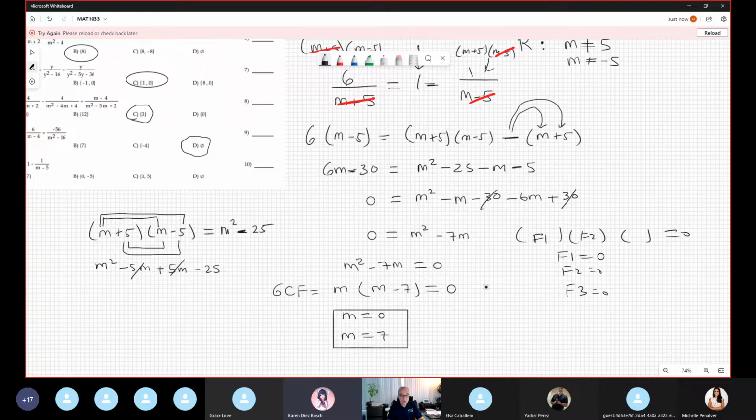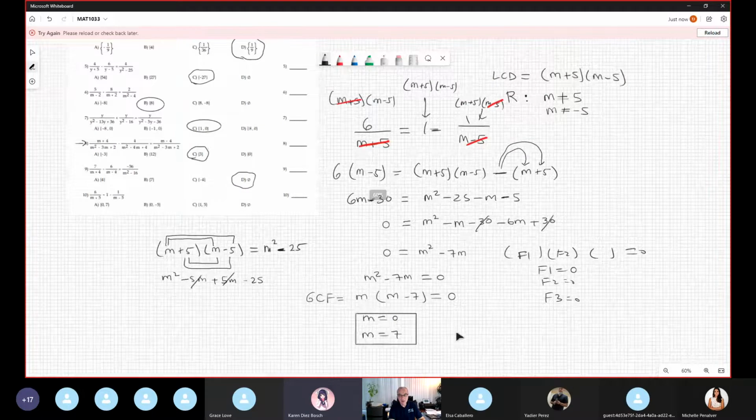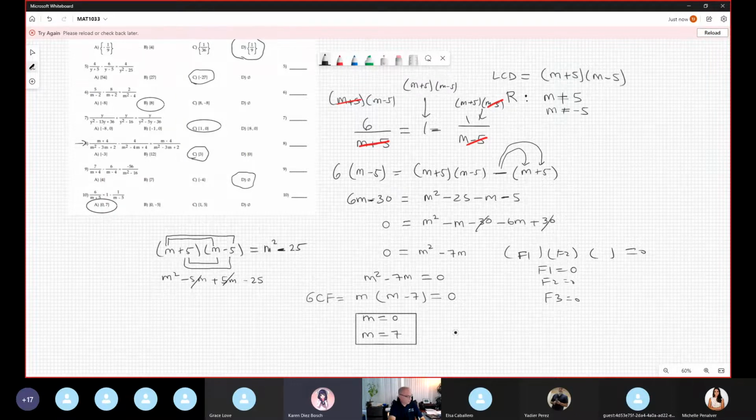Okay, immediately I need to verify the restriction. Oh, no. The restriction is 5 and negative 5, not good. So now 7 is valid, like the option. Boom. Cool.